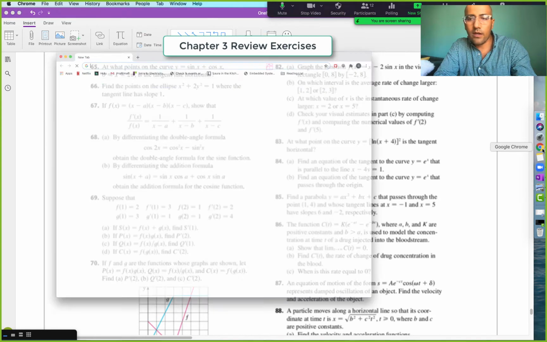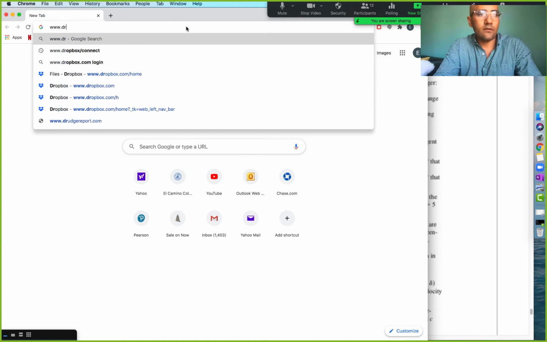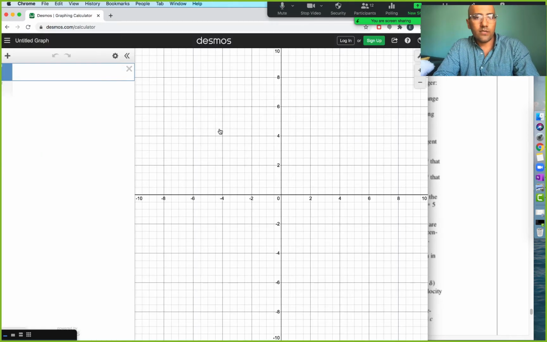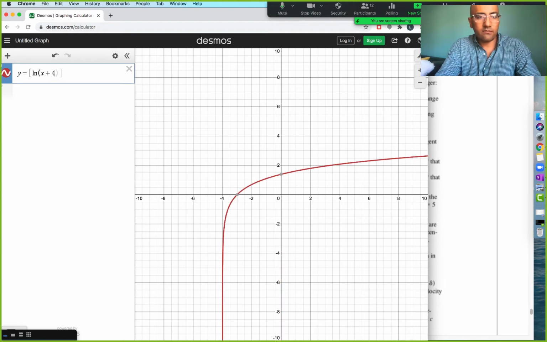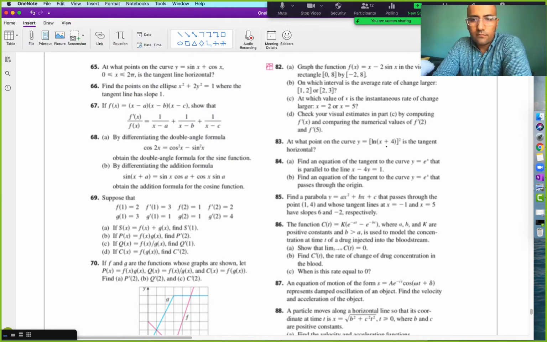So I'm going to go over to Desmos. I love using Desmos, it's free. It does a pretty good job of graphing most things. Okay, so I have the function y equals bracket ln of x plus 4, close parentheses, bracket to the power of 2. Is that it? Here it is. ln(x + 4) squared.